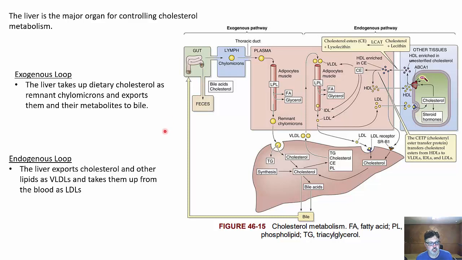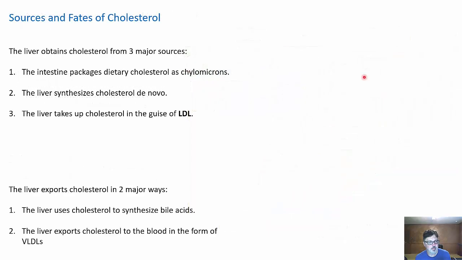As for the endogenous loop, the liver is going to export cholesterol and other lipids as VLDLs, so very low density lipoproteins, and it will also take them up from the blood as LDLs, low density lipoproteins. So we're going to have this cycle here between the very low density lipoproteins and the low density lipoproteins. And I'll come back to these guys here in a second.